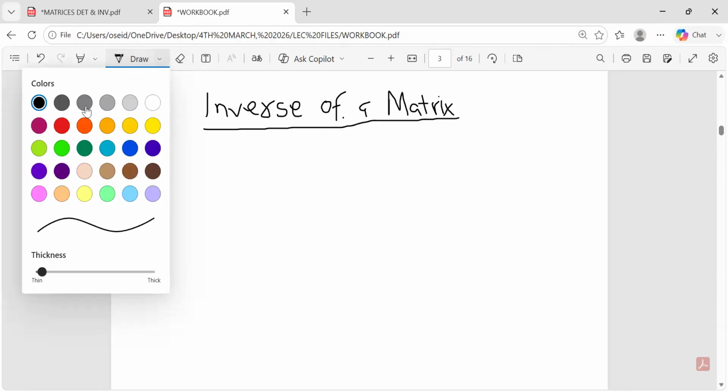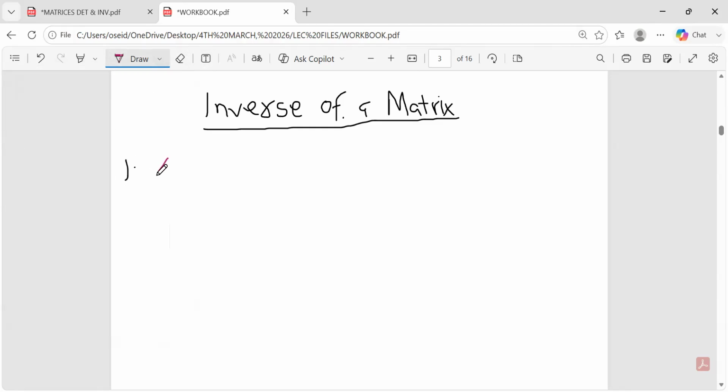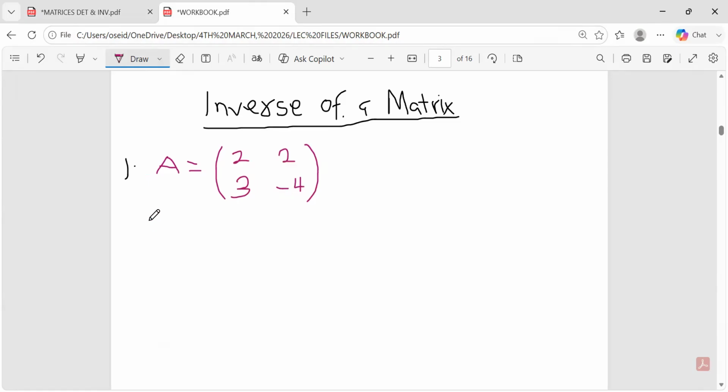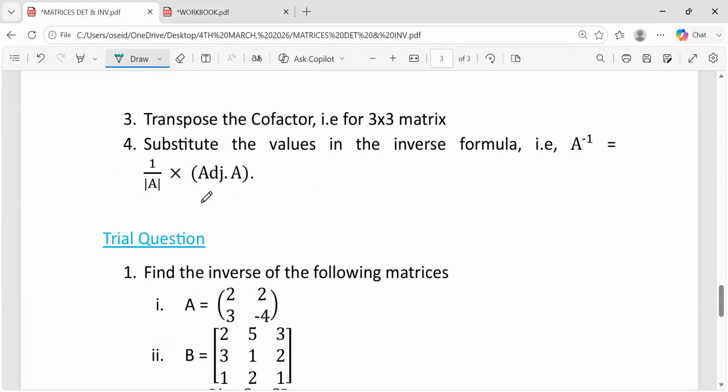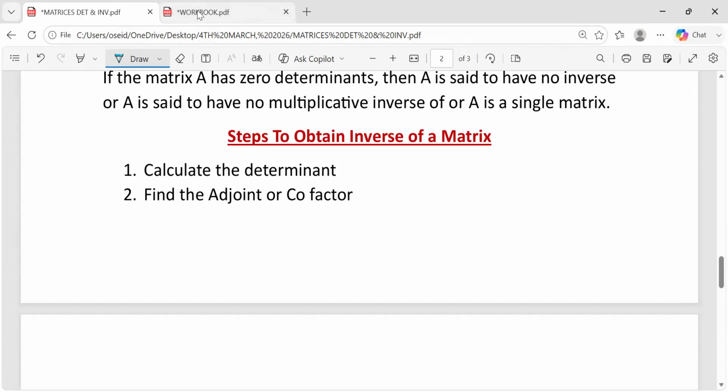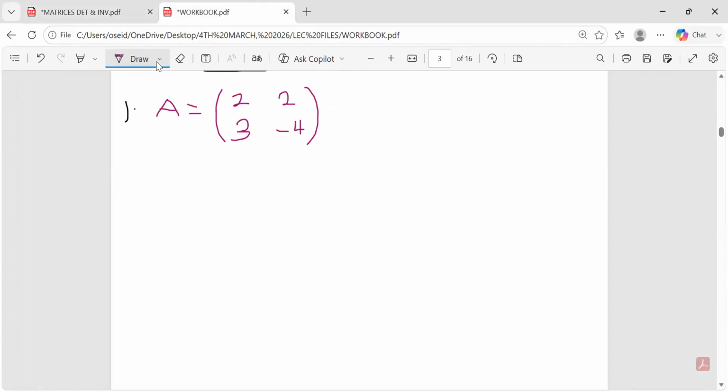Example 1. We have matrix A equal to, on the first row, 2, 2, then 3, negative 4 on the second row. So let's look at the steps. The step says first we should find the determinant. Step 1.